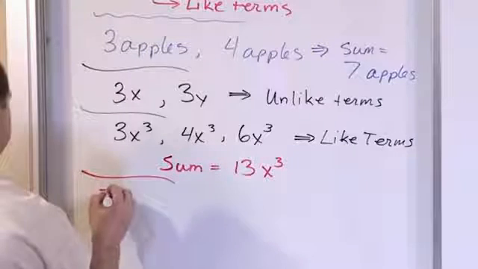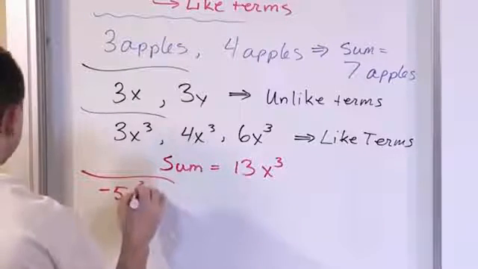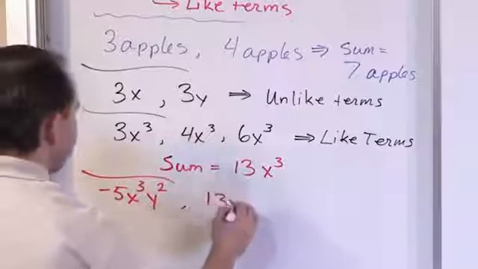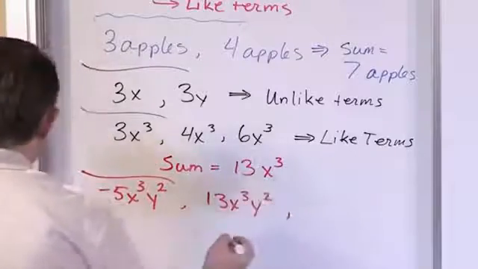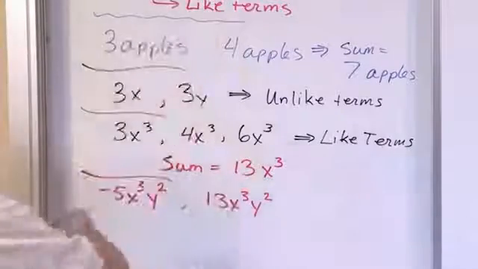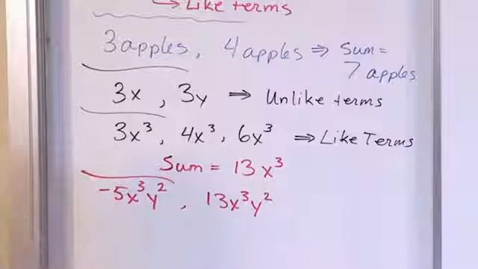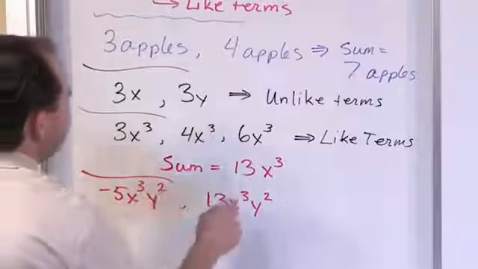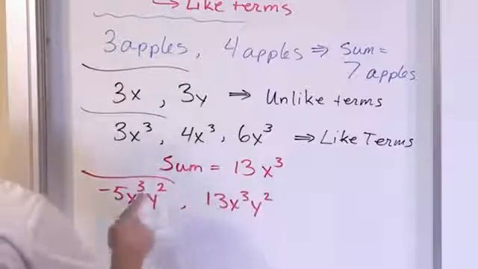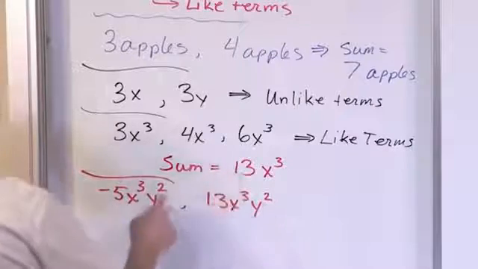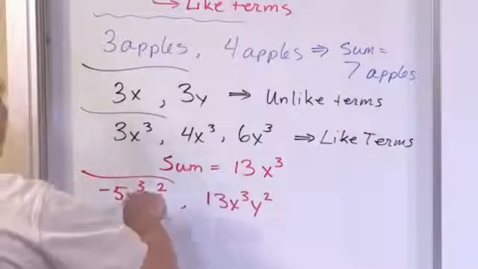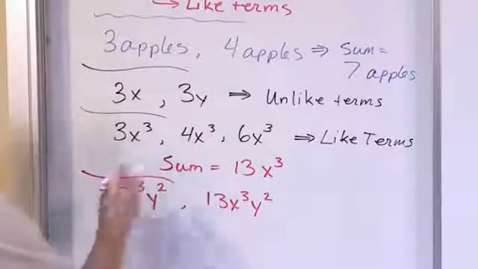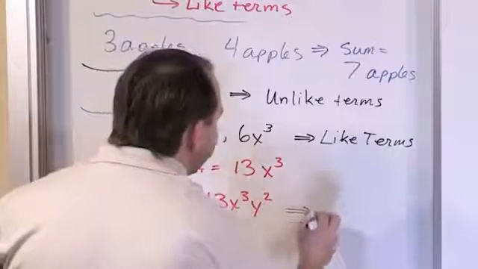All right, let's do another one. Let's say we have negative 5x cubed y squared, and the next term, 13x cubed y squared. Actually, that's the only 2 terms I have. Are these 2 terms like terms or not? Well, there are numbers in front, obviously. Here I have x cubed y squared, and here I have x cubed y squared. Everything matches exactly. The x matches the x, the y matches the y, the cube on the x matches the cube on the x, and the square on the y matches the square on the y. Because everything matches exactly, these are like terms.